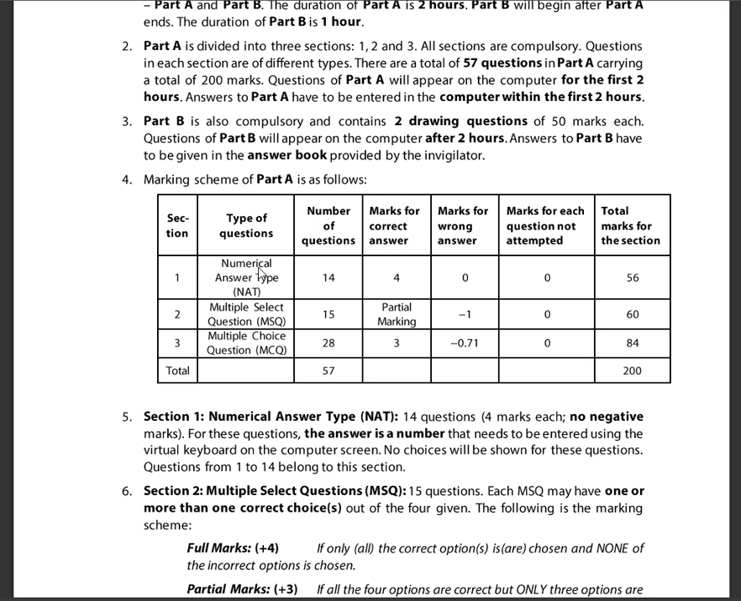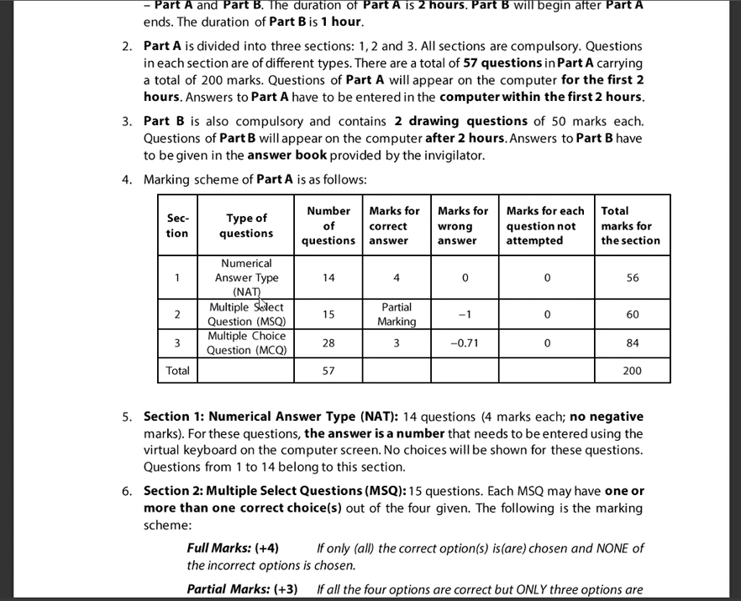So let's talk about the first section, which is numerical answer type. In this type of question, you have to type the answer on the computer in digits, in numbers. In total there are 14 questions. In NAT, there are no options. You have to solve the question and just type the digits, the numbers, on the screen. Marks for a correct answer are 4 and marks for a wrong answer are 0. So in NAT, there is no negative marking. If you attempt the question and it's not correct, then you won't lose any marks. But if it is correct, then you will get 4 marks.